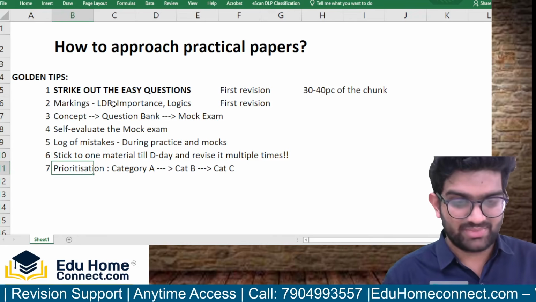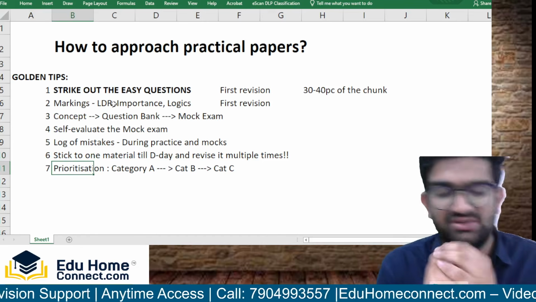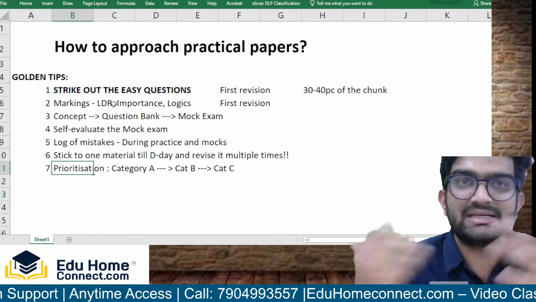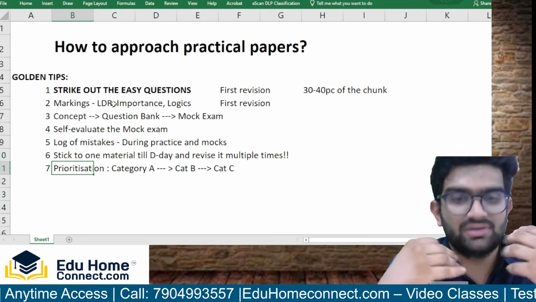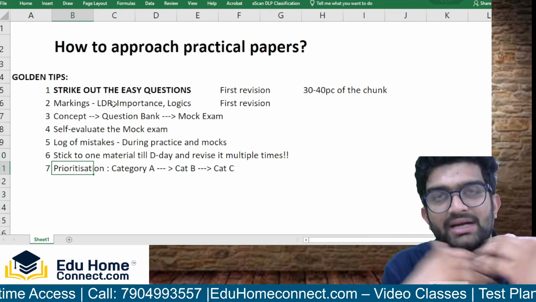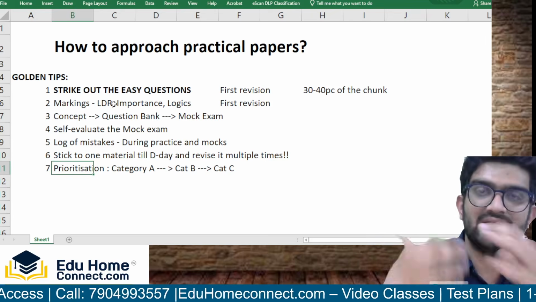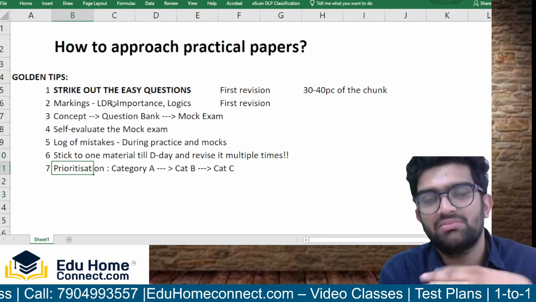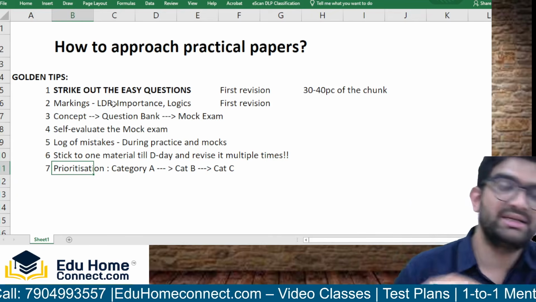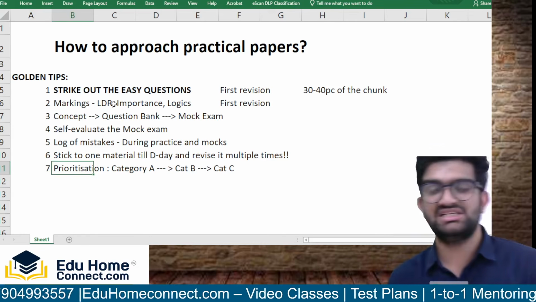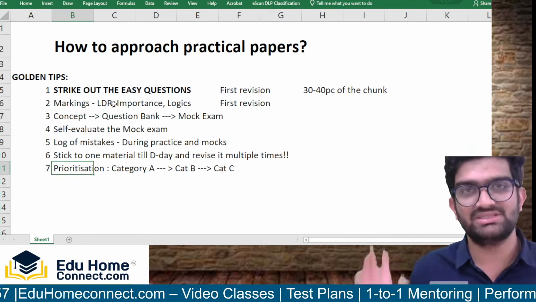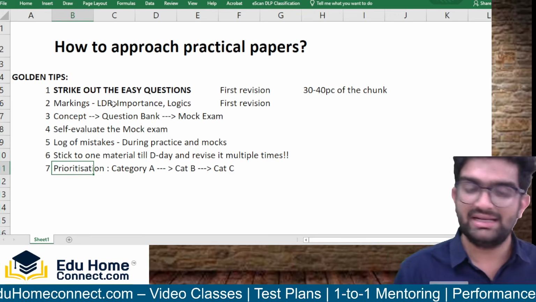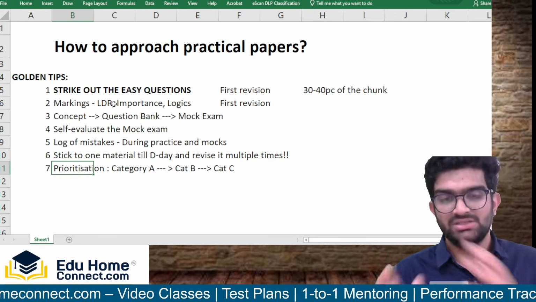And prioritization, again, I have talked about this multiple times in multiple videos. Prioritization is, you need to categorize all the questions into category A, B, and C, categorize all the chapters into A, B, and C, and put more efforts, more energy in category A and B chapters than category C chapters. I am not at all saying you to leave category C chapters, but I'm just saying you to put more efforts in category A and B chapters. So that should be it.